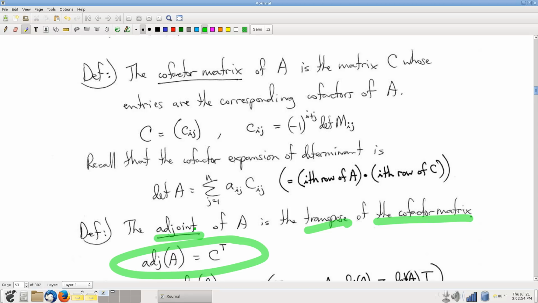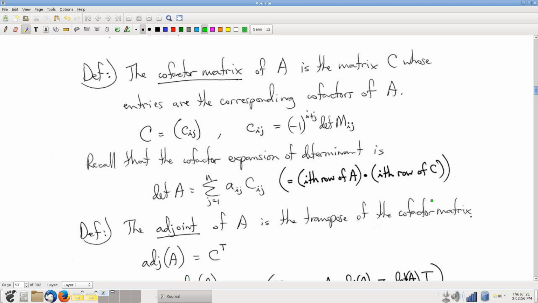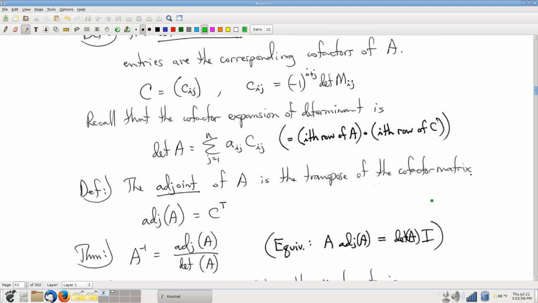Okay. All right. With that definition, here's our amazing result. We can use this new thing that we've just defined called the adjoint along with determinant to compute the inverse of a matrix. It's a very surprising, amazing formula. You wouldn't think this comes up. But amazingly, this works out.